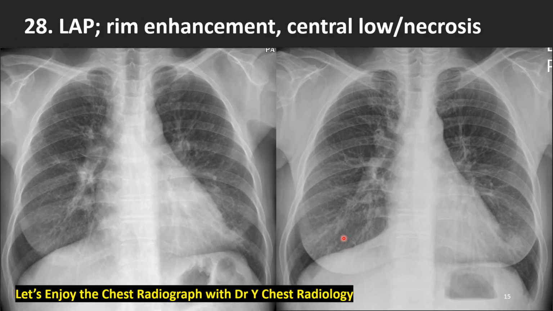Let's go to another case of the same findings. And this is after treatment. Normal looking. Yes, normal looking. How about her original phase?